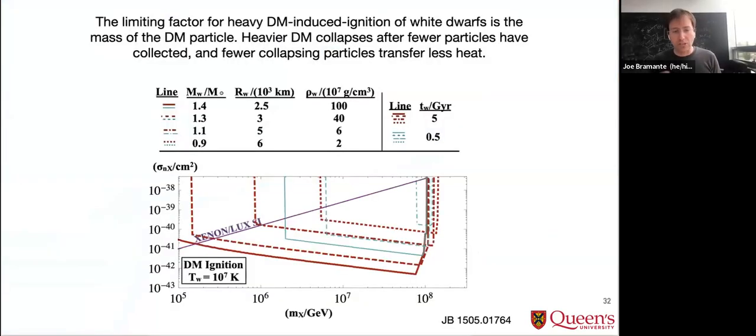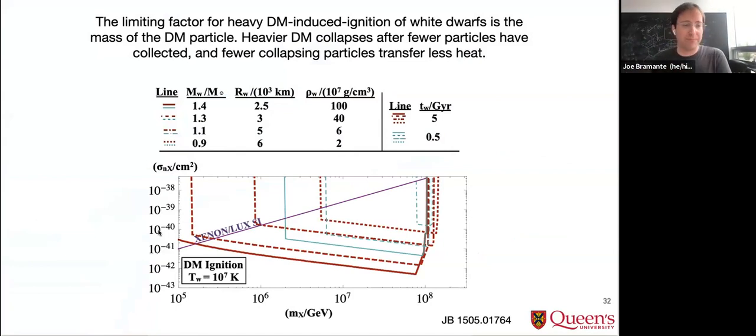Yeah. So what's nice here is it's all a self-contained model, or at least the parameter space is quite simple. The same dark matter nucleon scattering cross-section that is assumed to capture the dark matter into the white dwarf turns out to be efficient enough at transferring energy from the collapsing ball of dark matter to the white dwarf.